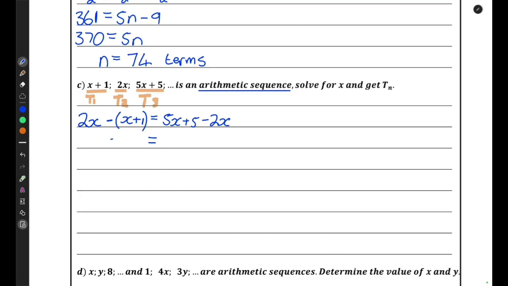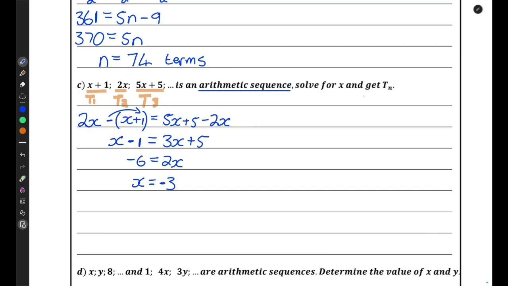So 2x minus x just gives me 1x. This minus I'm going to multiply in. Okay, so that just gives me minus 1. This is 3x plus 5, and then I can just solve the equation. So 2x must be equal to minus 6, and therefore x is equal to minus 3.